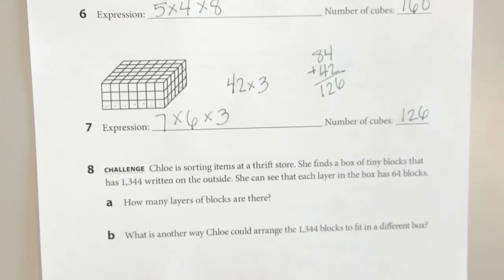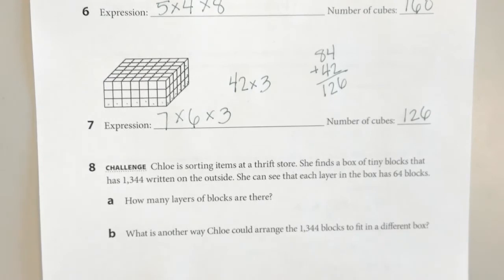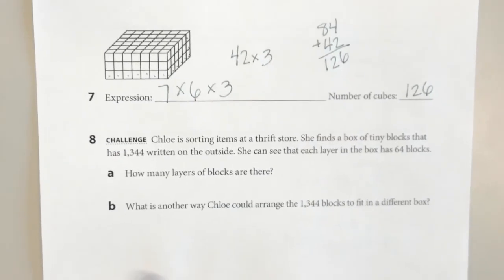All right, once again, I always want you to try the challenge. And the challenge says, Chloe is sorting items at a thrift store. She finds a box of tiny blocks that has 1,344 written on the outside. She can see that each layer in the box has 64 blocks. Wow. How many layers of blocks are there?